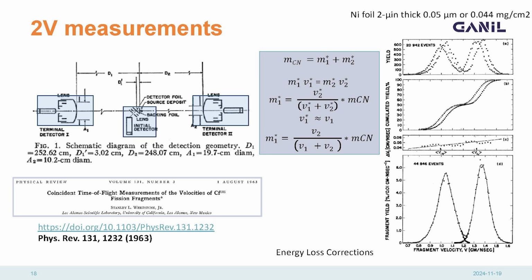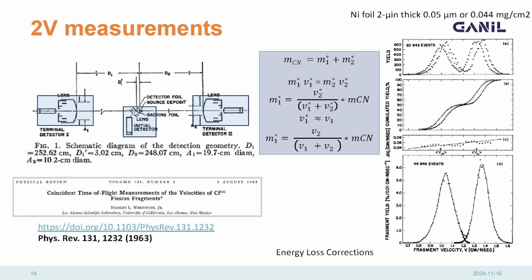So if you assume that the total mass is conserved, which means there is no evaporation of neutrons before the system splits, this is what I mean by this assumption. So M1 star and M2 star are what we can call the mass before evaporation. And if you measure the velocities of the two fragments, assuming that the emission of a neutron does not too much alter the velocity of the ion, you can get back from two velocity measurements to the mass before evaporation.